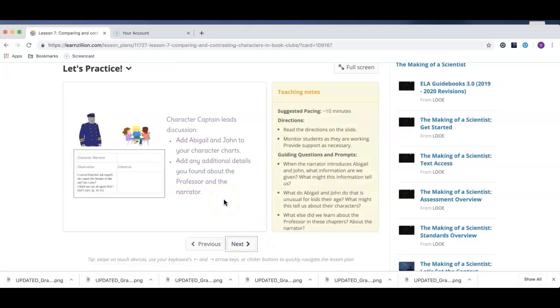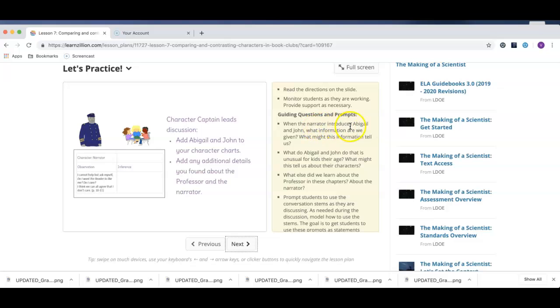Character captain, then you're going to discuss the characters. Add Abigail and John to your character charts. Add any additional details you found about the professor and the narrator. So you have 4 characters right now. You have the narrator, the professor, Abigail, and John.